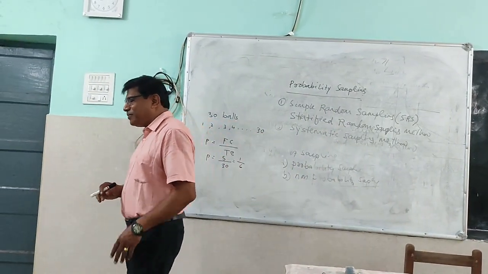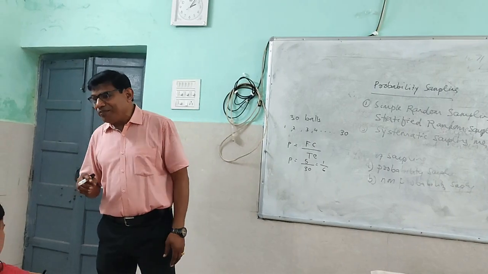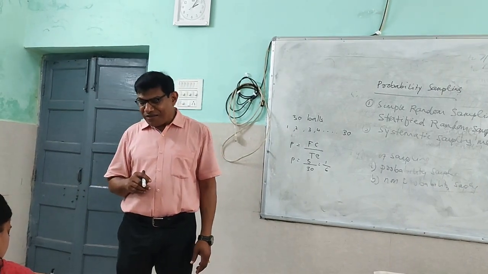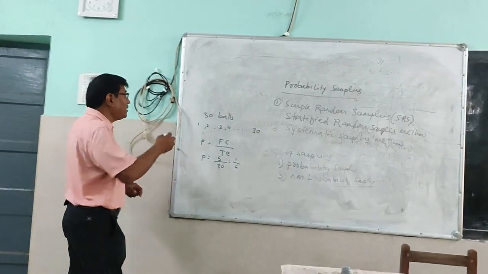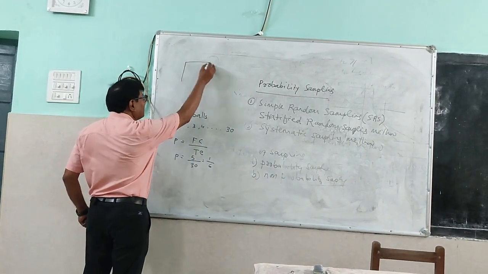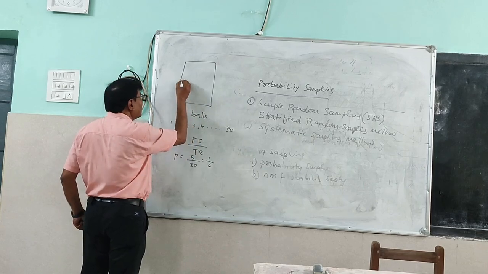In rows and column format. Okay, so what will be a random number? Suppose this is a random number table. Okay, this is a random number table.